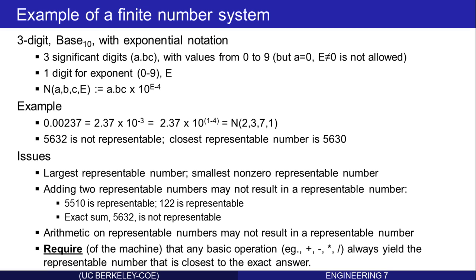Consequently, we'll have to require of the machine, the computer, that any basic operation, plus, minus, times, and divide, will always yield the representable number that is closest to the exact answer. We'll mention a little bit about how this is done later on, but that's certainly a requirement that you would want. Accepting the fact that your finite number system has gaps in it, but still requiring that operations whose exact behavior produces non-representable numbers on the machine should at least produce the closest representable number. In this sense, we'll need some notion of rounding to the nearest representable number.